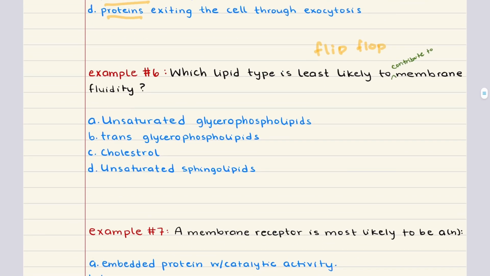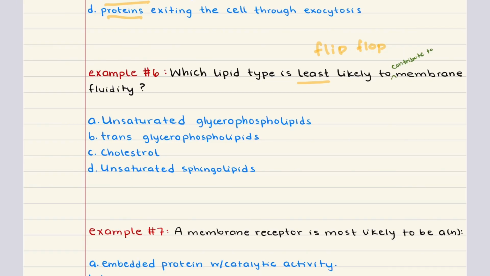Problem 6 says, which lipid type is least likely to contribute to membrane fluidity? Now, in lecture, we discussed that phospholipids can have saturated or unsaturated fatty acid tails. Saturated tails are straight and they can pack tightly together, and that makes the membrane less fluid. Unsaturated tails have double bonds that introduce kinks. That's going to prevent tight packing and increase fluidity.